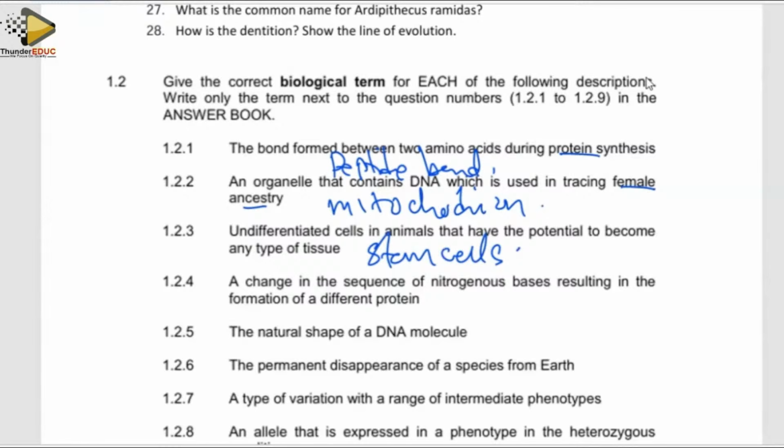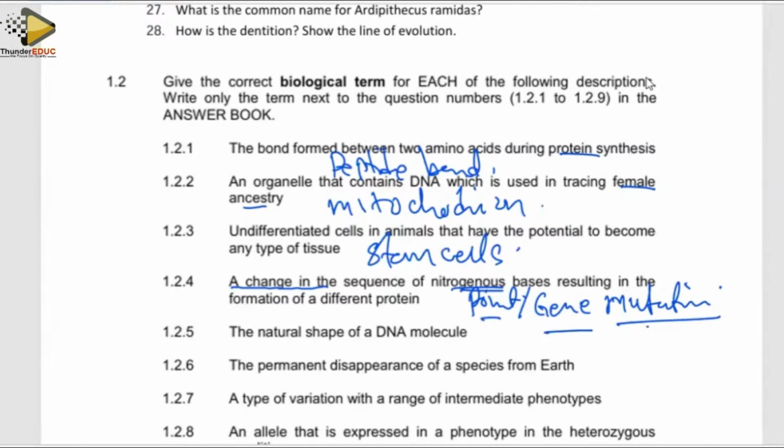A change in the sequence of nitrogenous bases resulting in the formation of a different protein. Since it is a change of the bases, you can call it point, because the bases are specific, or we can call it gene. But because they're saying a sudden change, we call it a mutation. So in actual sense, the answer could be mutation, gene mutation or point mutation.